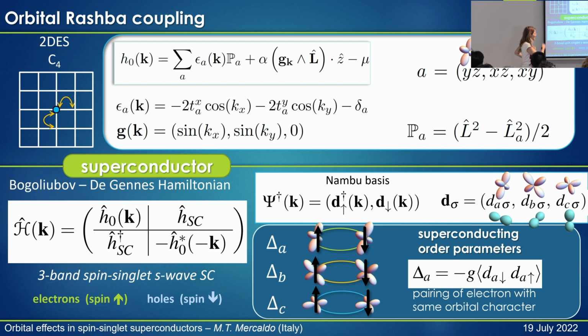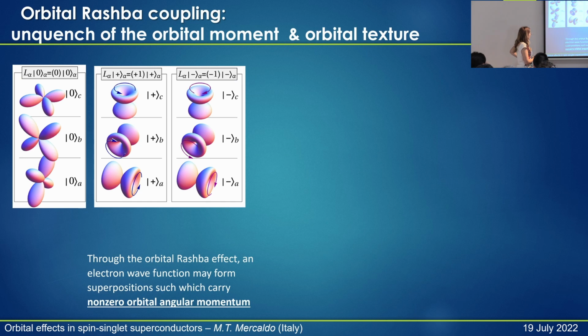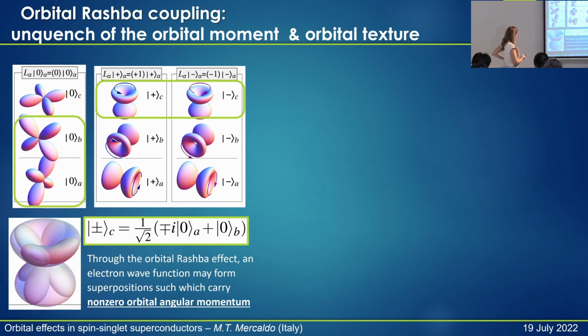But okay, in the rest of the talk, I will use only these t2g orbitals. So one of the effects of the orbital Rashba coupling is that, through the orbital Rashba effect, the electron wave function forms a superposition. We can carry non-zero orbital angular momentum. For instance, we have this kind of term.